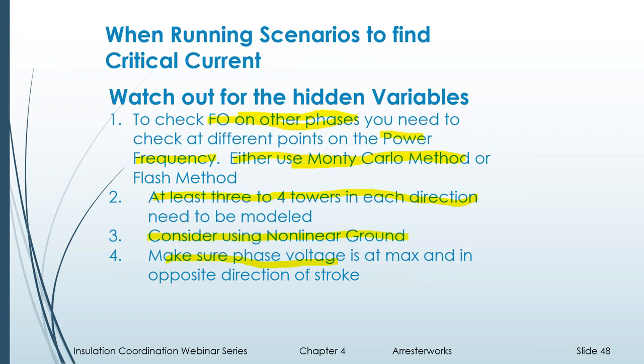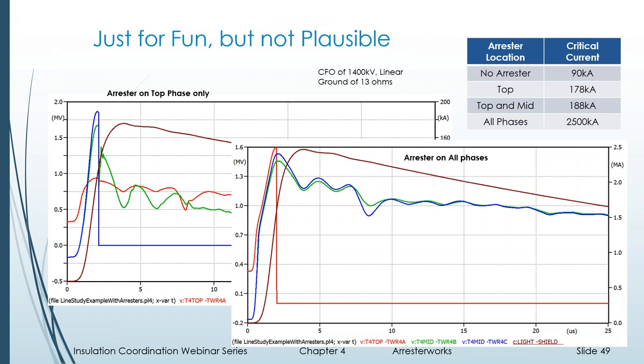And this really is a rehash of the first one. Use the phase voltage that's opposite. So if you put an arrestor on all phases on this tower, I did do a study here. So if I put an arrestor just on the top, no arrestor on this system gave me 90 kA. If I put it just in the top phase, it gave me 178 kA.